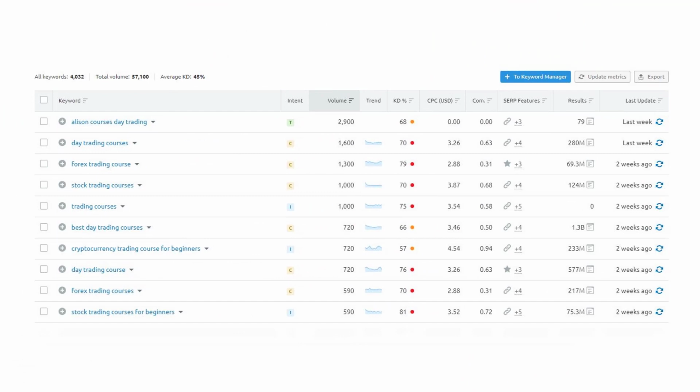Okay guys, just want to show you a screen capture from SEMrush. What we're looking at here are trading courses: forex trading, day trading, stock trading courses. Not massive amounts of volume, although it is actually higher than this, but these are big money keywords. And you can see the keyword difficulty.